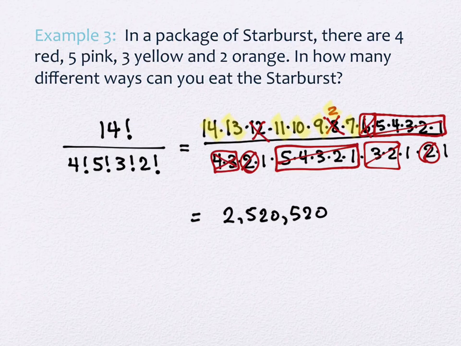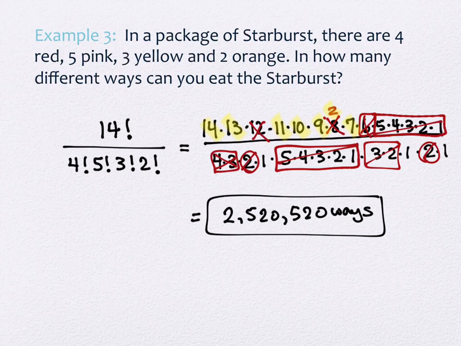I think that's right. Yes, indeed. So there's 2.5 million ways to eat that package of Starburst. 22,520. Oh, I just misheard you. And 22 is what I have there as well. Perfect. Lots of 5s and 2s. And then there's that little lonesome 0.